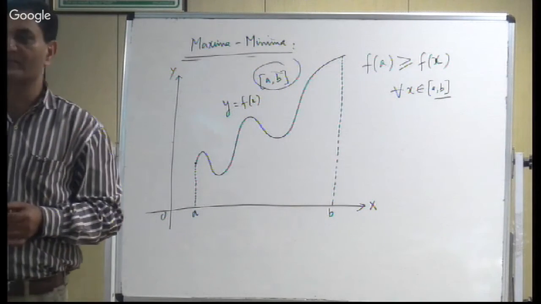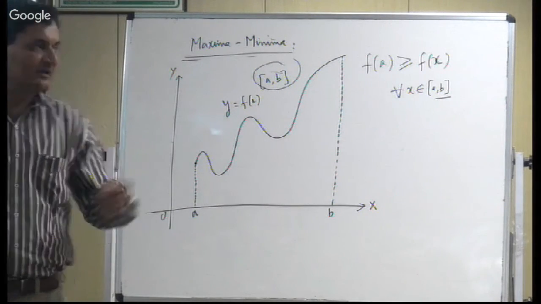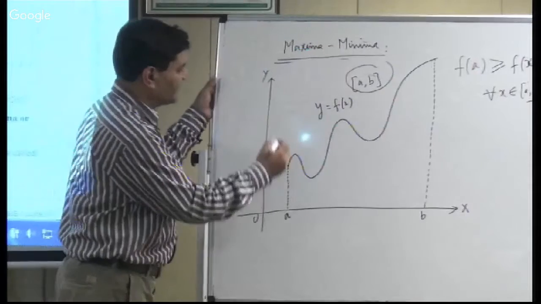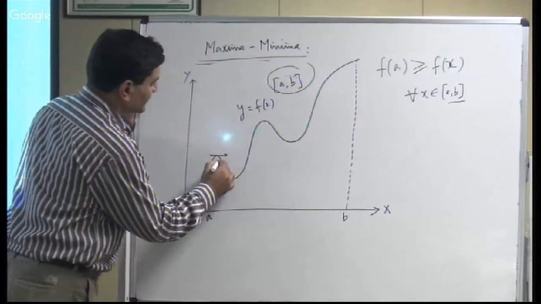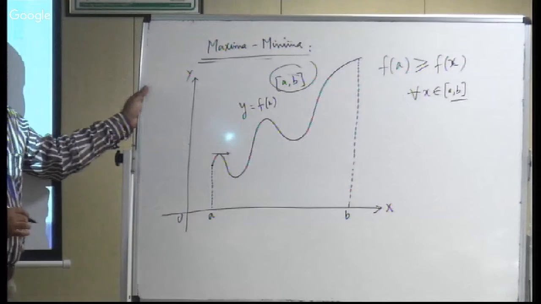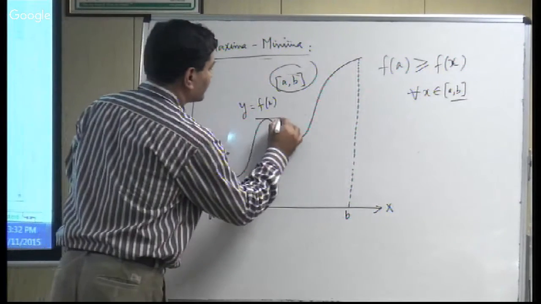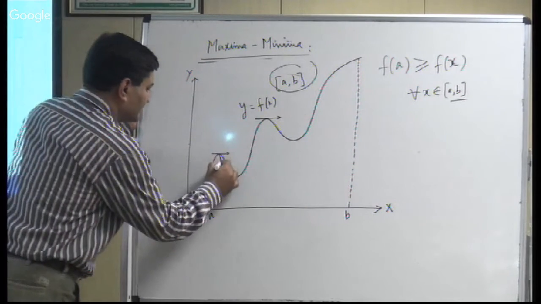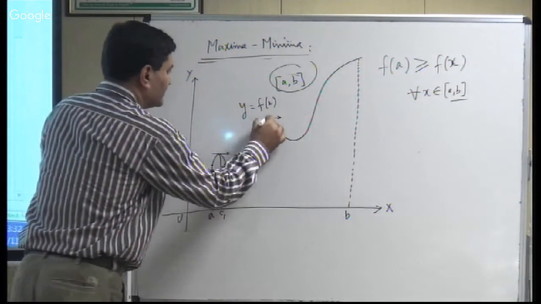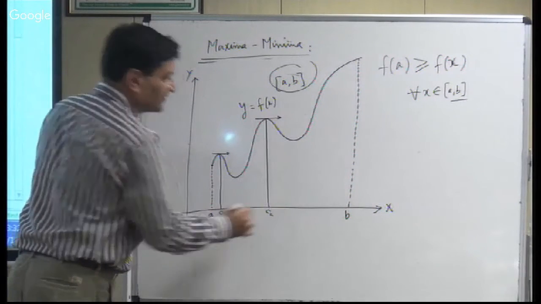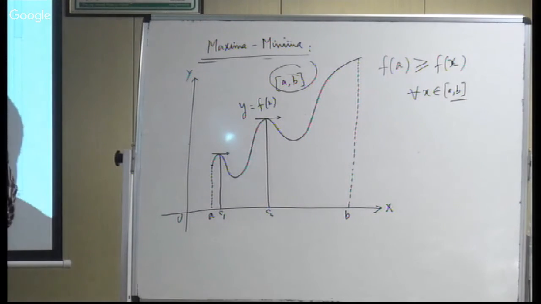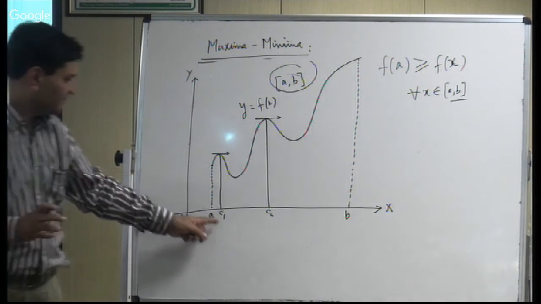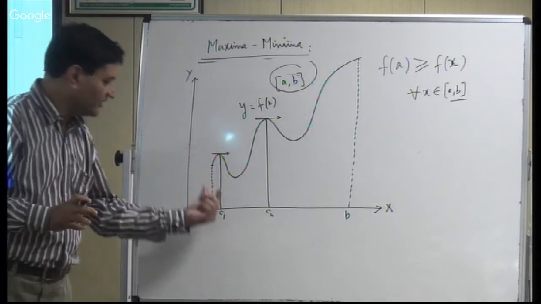See, you can have a local maxima. It may not be absolute maxima. If you see this y equal to f(x), this is a point of local maxima. Now you have another point of local maxima here. So if you consider this point as C1, this point as C2, C1 and C2 are the 2 points of local maxima, because in the immediate neighborhood there exists a small interval around that point in which the value of the function at C1 is the greatest.